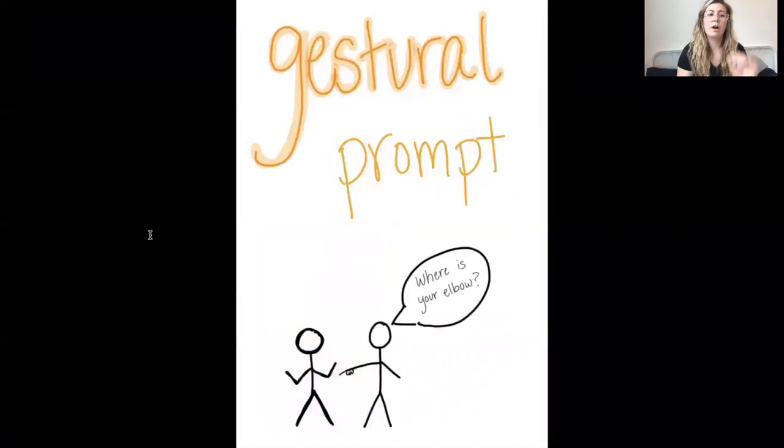Gestural prompts include pointing or touching something in order to help the learner choose a correct answer or perform the correct response. For example, when asking a learner to point to their elbow, we might also point to their elbow in order to help them choose the right body part.